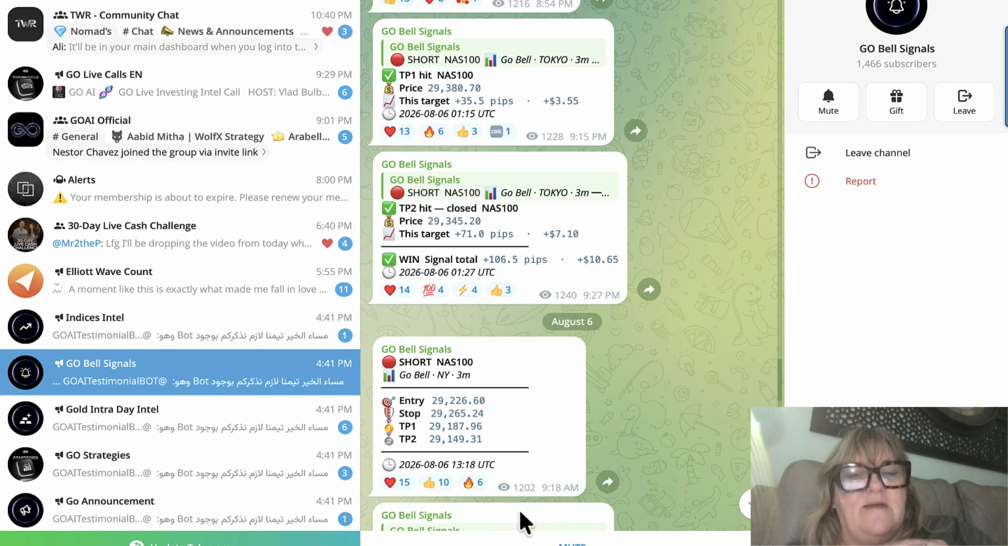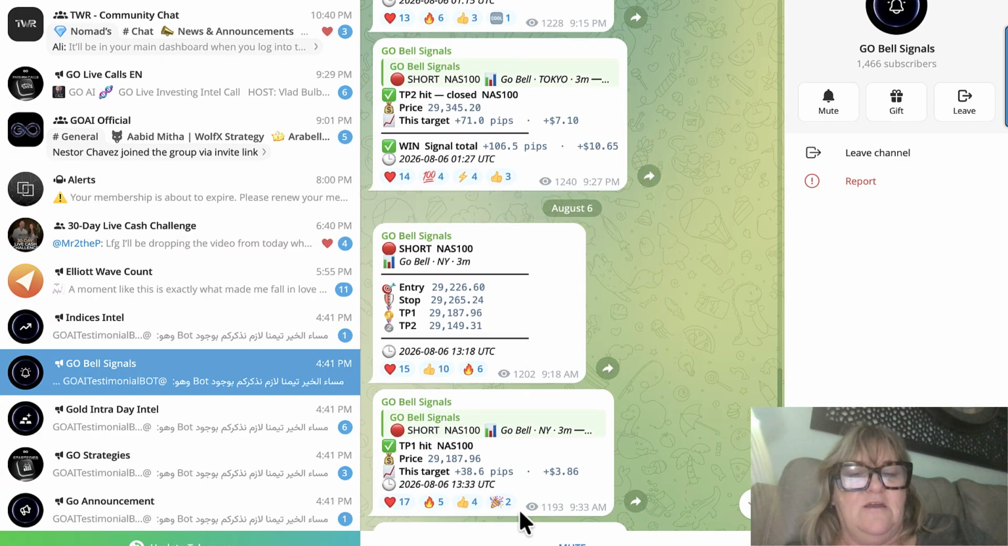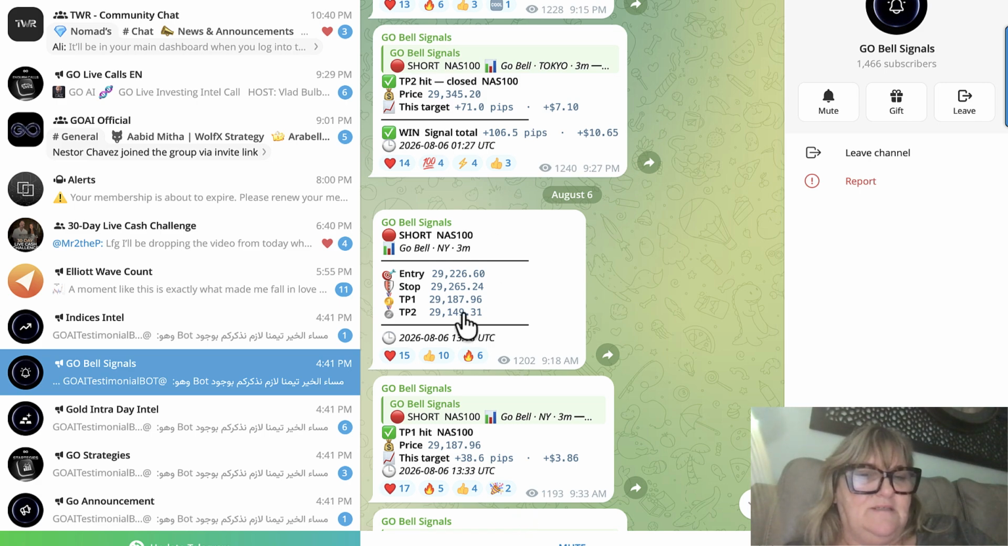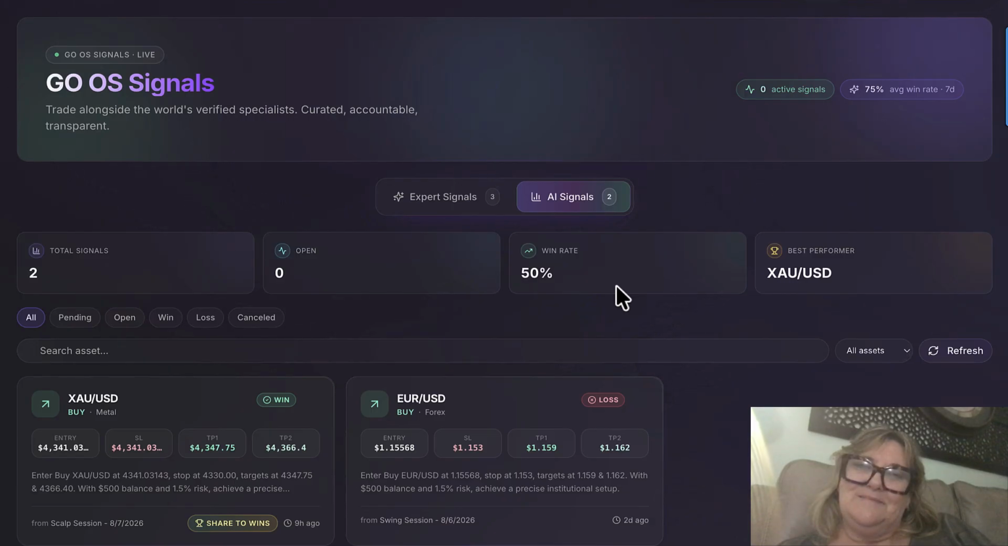Every time there's a market open, which there's 3 a day, you get a new one. So this one said to sell NAS, and TP1 hit. So I'm loving the Go Bell signals. It is pretty amazing. This is a GoAI overview.